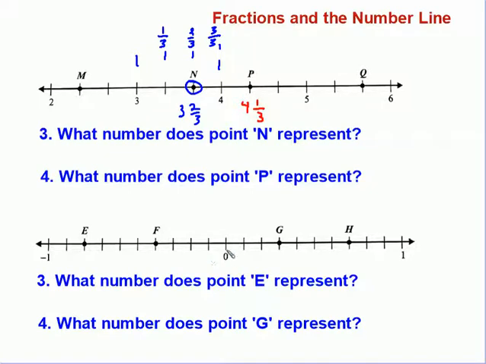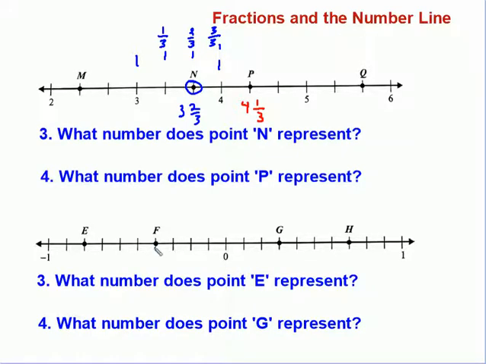On this number line, we've got our numbers starting at 0, extending to the left, getting smaller to -1, and to the right, getting larger. What number does point E represent? Down here, what number does point E represent? Well, let's see how many slices we've divided this into. 1, 2, 3, 4, 5, 6, 7, 8, 9, 10. So there are 10 little spaces between 0 and -1.